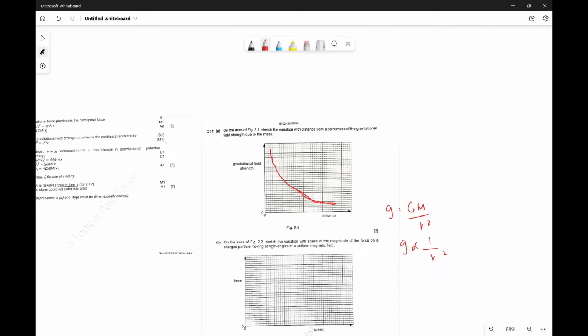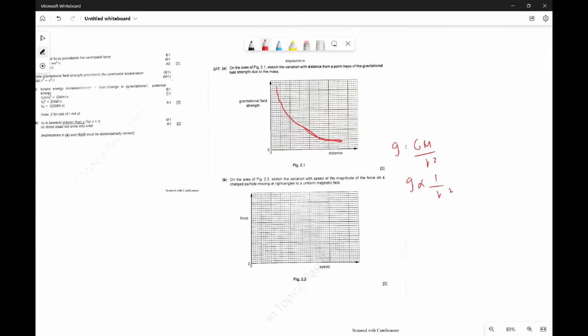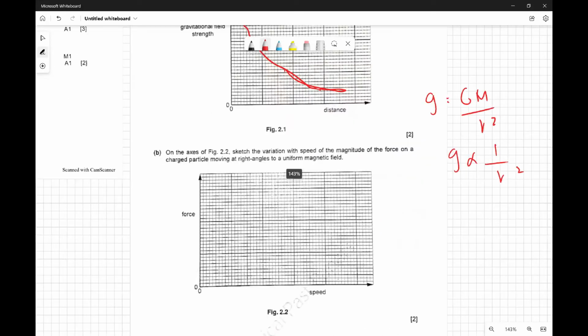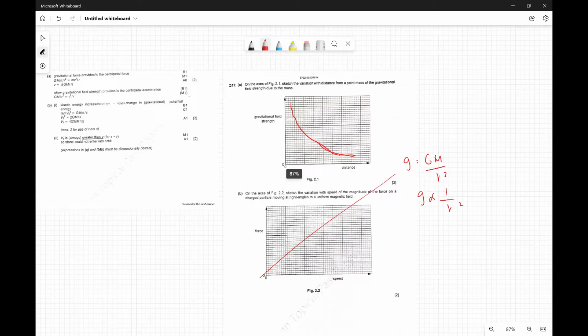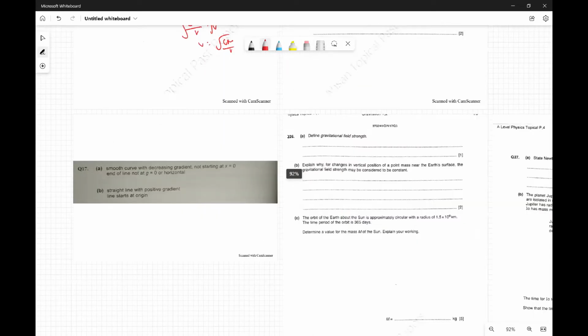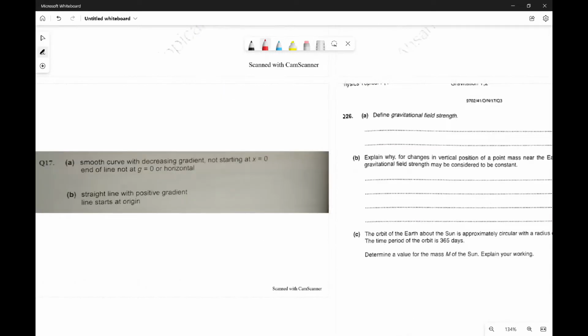In this case, the square of r varies inversely with the gravitational field. Next: sketch the variation with speed of the magnitude of the force on a charged particle moving at right angles to a uniform field. You can ignore this because it is related to the magnetic field, so we haven't done that topic. We'll just move on. Let's look at the marking scheme as well. A smooth curve with decreasing gradient like this, not starting at x equals 0 and not ending at g equal to 0 or horizontal.